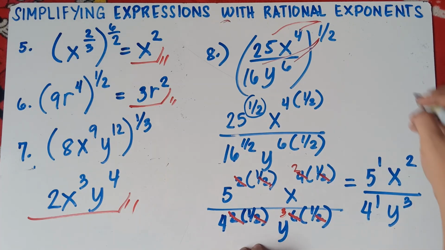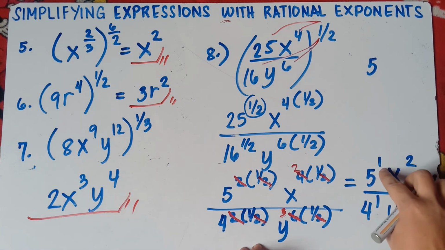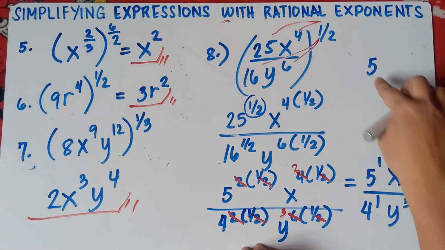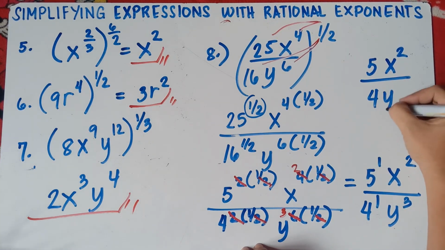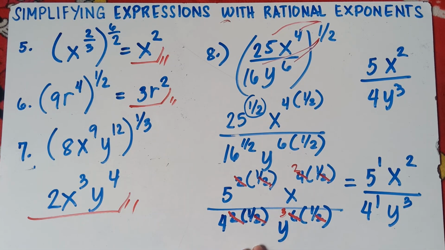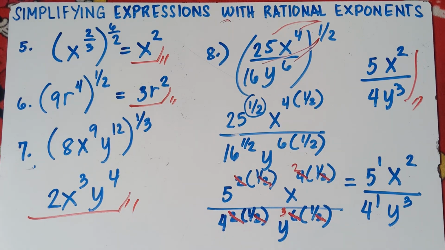And our final answer, that would be 5. So you can ignore 1 because 5 raised to the power of 1 is the same as 5. X squared over 4y cubed. That's it, class. This will be our final answer for number 8. Alright, easy, right? So I do apologize, class, if we take a lot of time because we need to explain this one step by step.